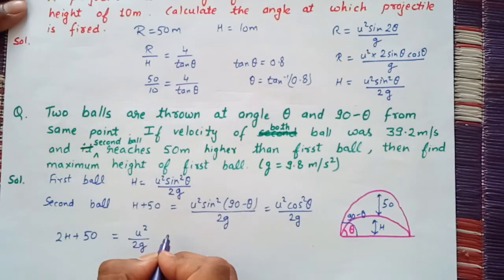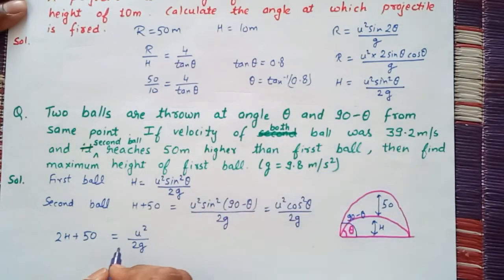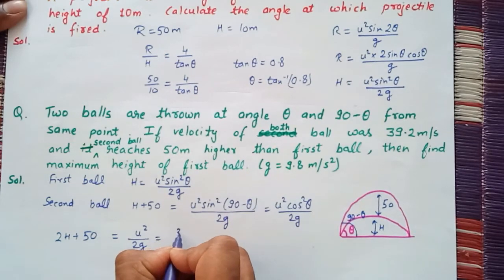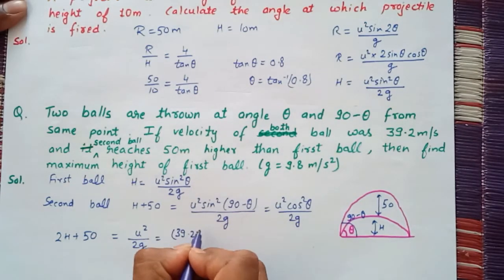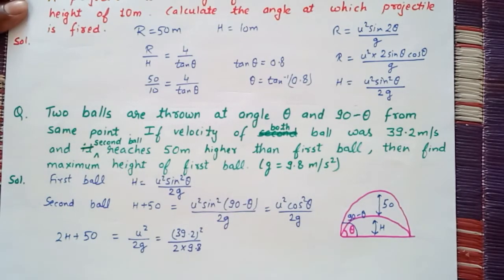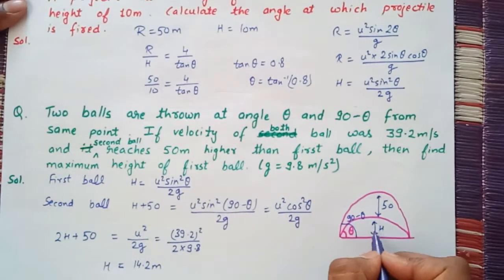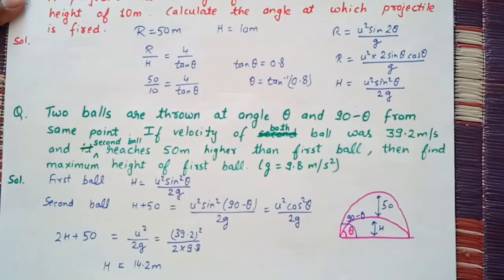So what is u? u is 39.2. Putting the value, 39.2² upon 2 times g, where g is 9.8. On solving it, 2h + 50 is equal to this much, and I will get h equal to 14.2 meters. So the maximum height for the first ball will be 14.2 meters.